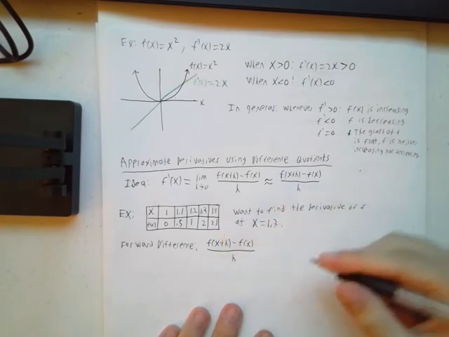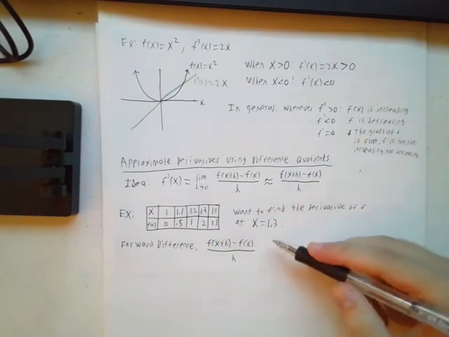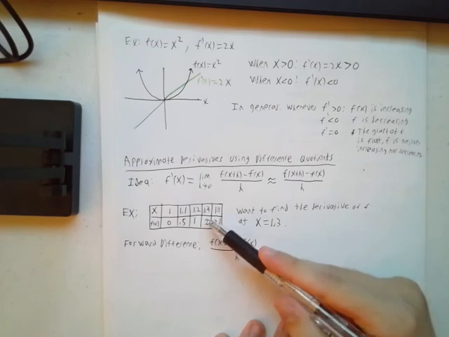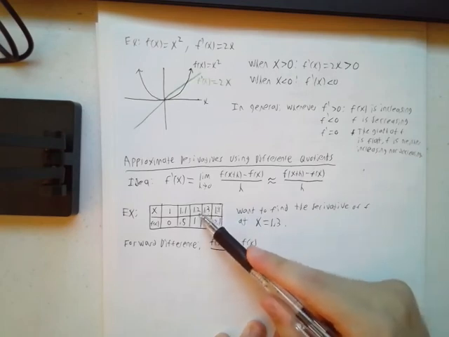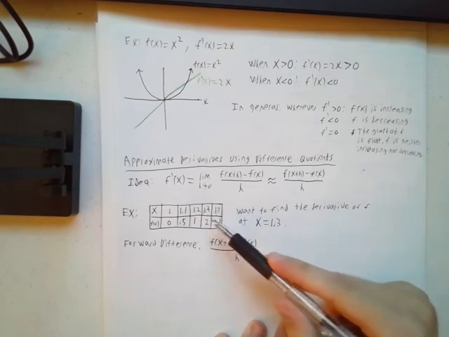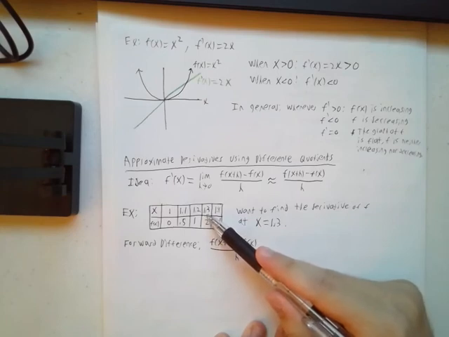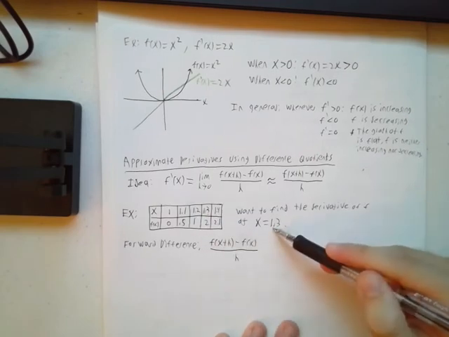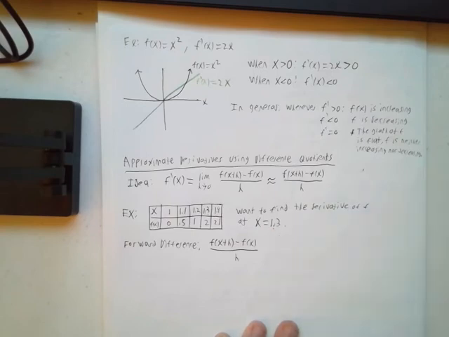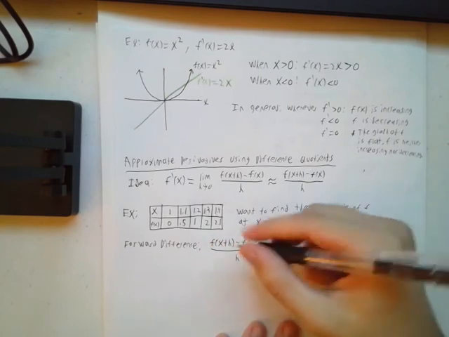And we only have information about x equals 1.3, x equals 1.4, and x equals 1.2 for the values near 1.3. So a good value of h to pick would be 0.1 because we have values within a distance of 0.1 on either side of the value we're interested in. So let's pick h equals 0.1 and see what we get.